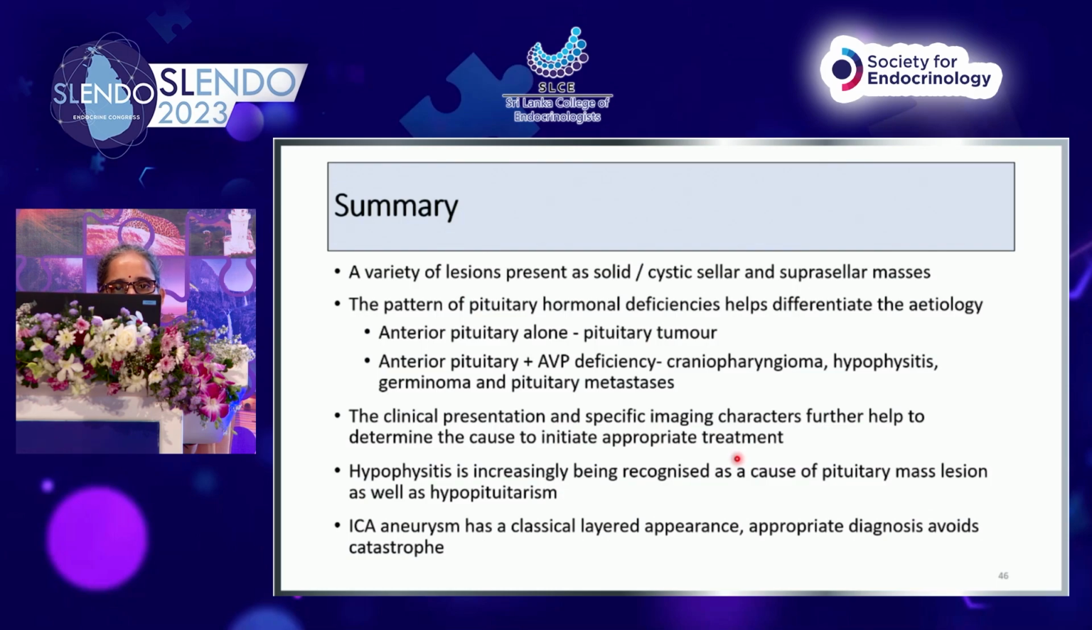So to conclude, a variety of lesions can present with solid or cystic sellar and suprasellar masses. The clinical presentation, the pattern of hormonal deficiency, and the specific imaging features would help us characterize these lesions and thereby initiate appropriate management. Hypophysitis has been recently more recognized as a cause of hypopituitarism as well as pituitary mass lesion, and an internal carotid artery aneurysm should never be missed because it can lead to catastrophic events if surgery is attempted.